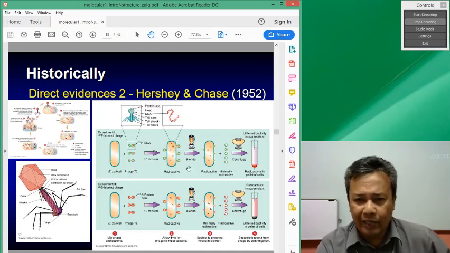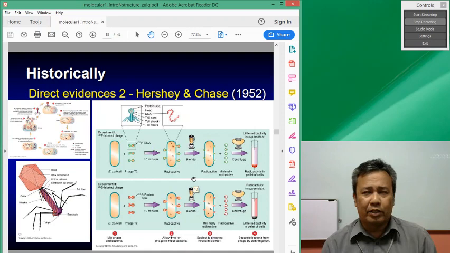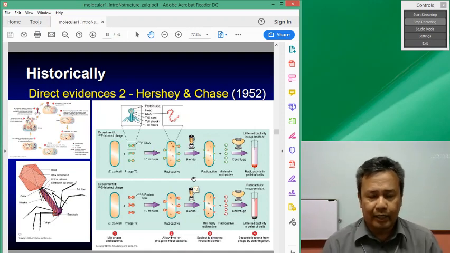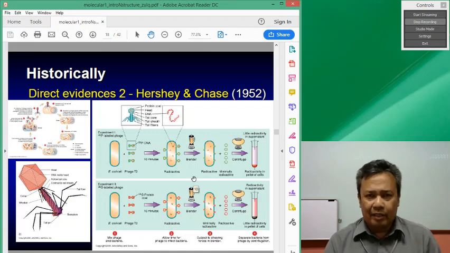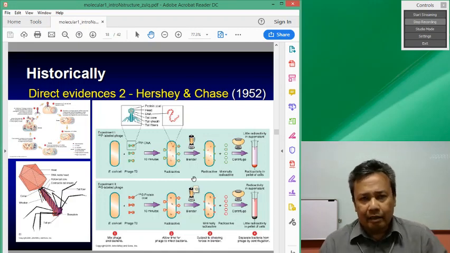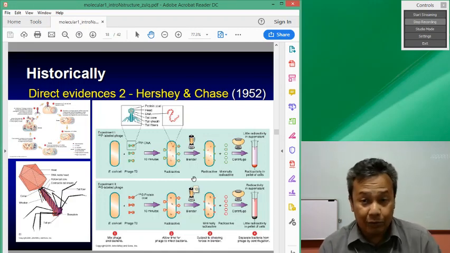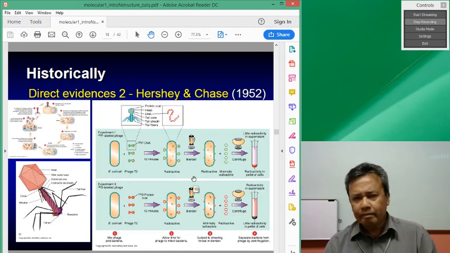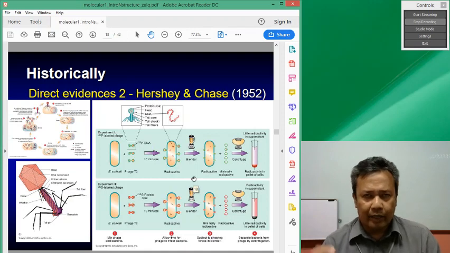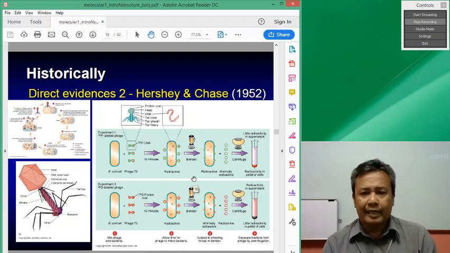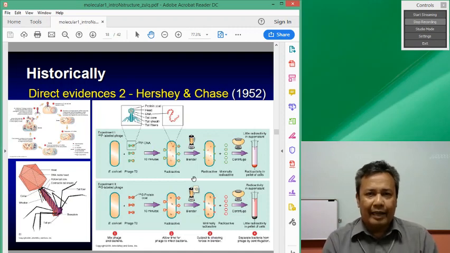Now, why do they need a blender? It is because they want to interrupt the infection process. They want to just see what gets inserted into the bacteria, and then stop it. So that's why they put it in a Waring blender, I think after about 10 seconds of allowing the virus to attack. Then they isolate it out.